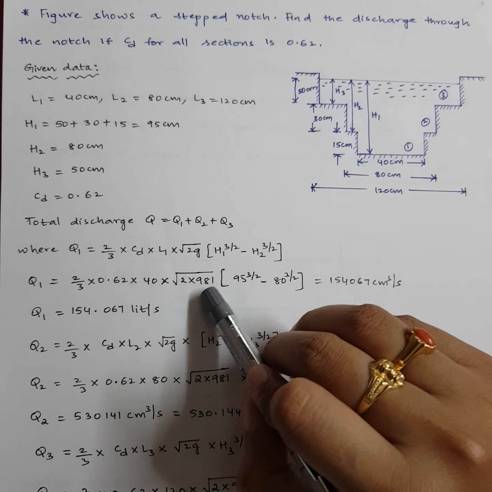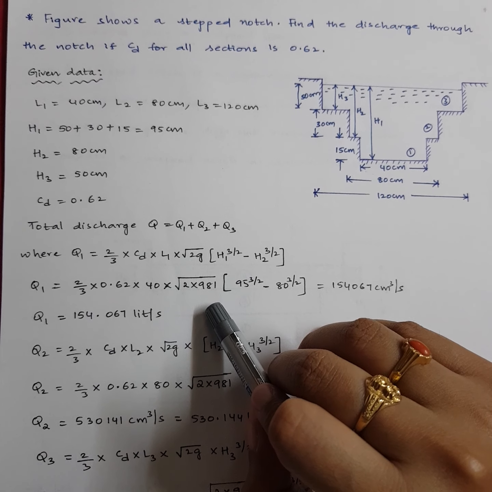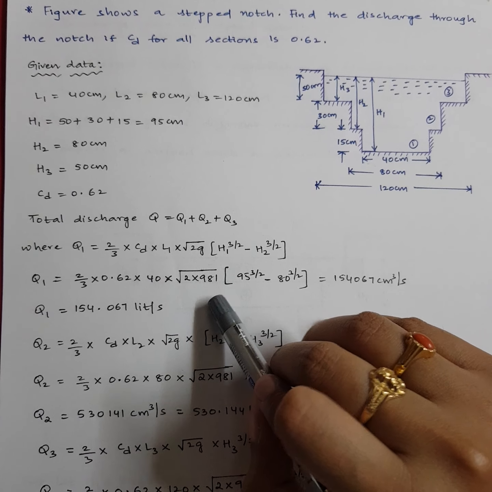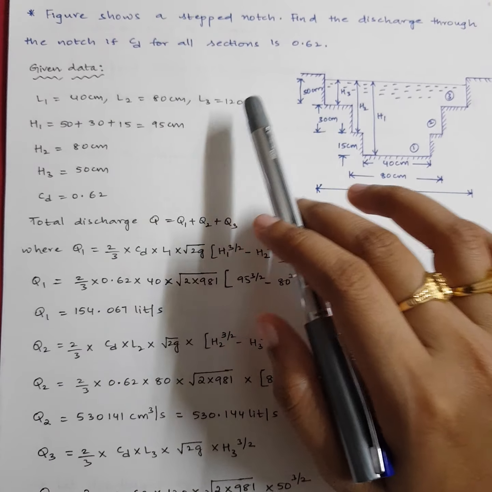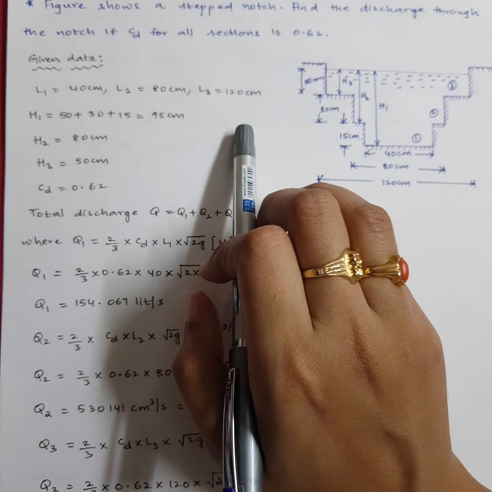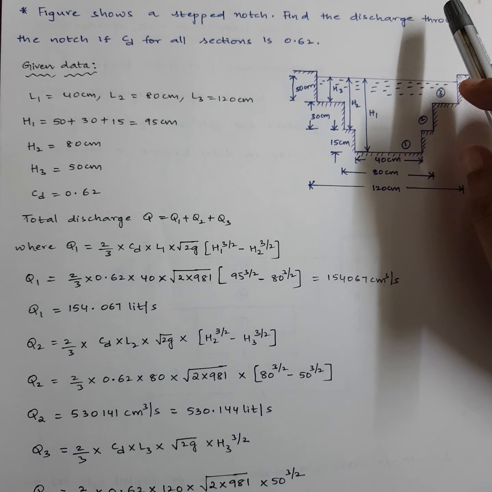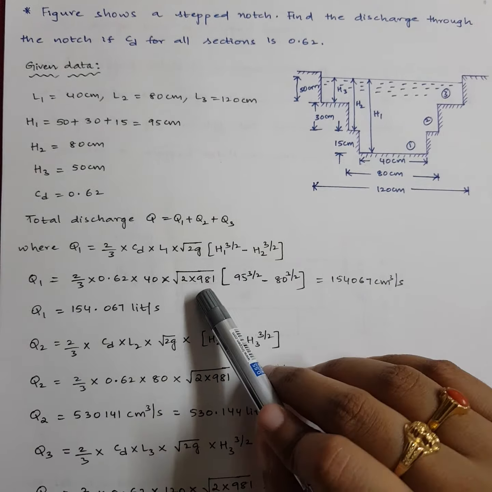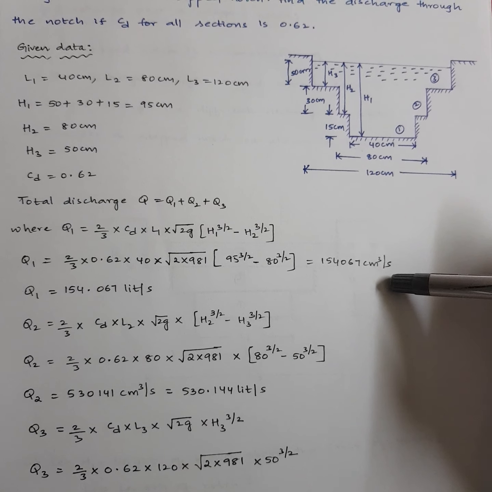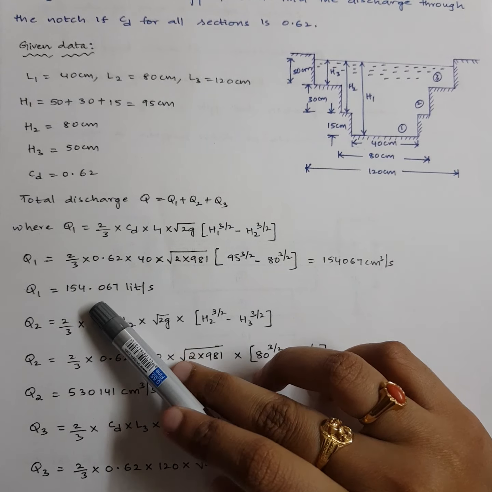If you feel you can't remember this 981, that's because since childhood we keep learning it as 9.81 meter per second square. If you think that by default you will write 9.81, then you have to start converting every centimeter into meter. So in place of 40 centimeters you have to write 0.4, 0.8, 0.12, like that. Otherwise, if you can remember to put 981 when it is in centimeters, you can do that. So into h1, which is 95: 95 power 3 by 2 minus 80 power 3 by 2. I got 1,54,067 centimeter cube per second, which is around 154 liters per second.